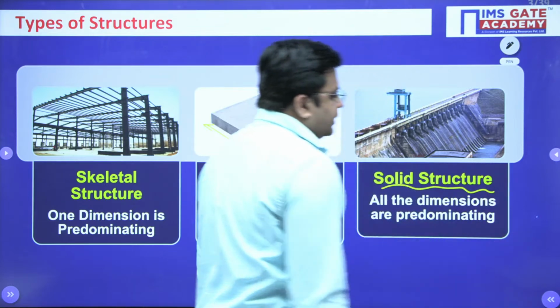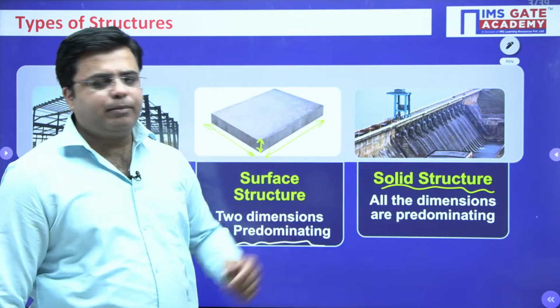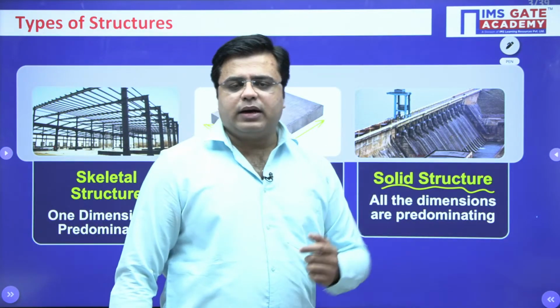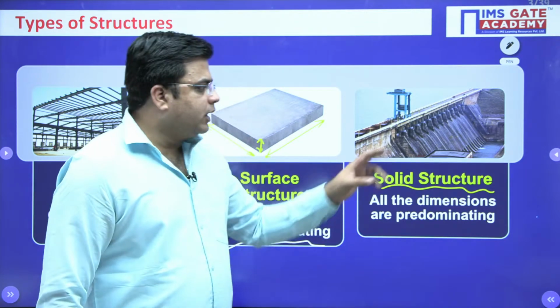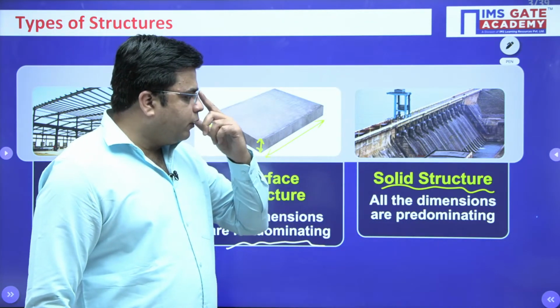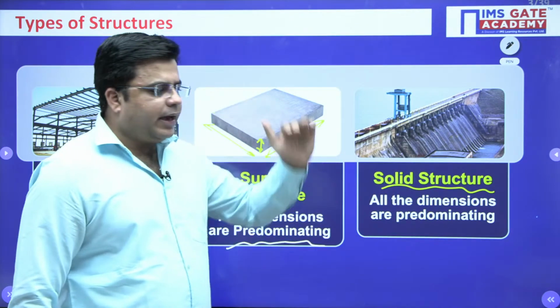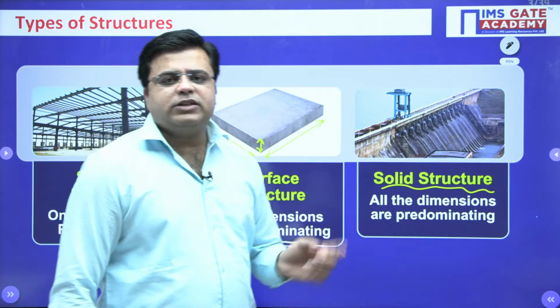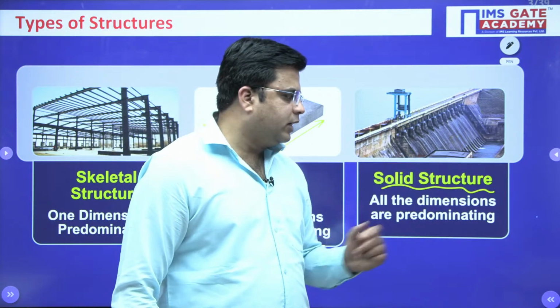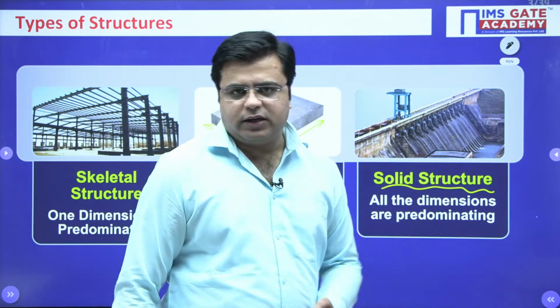The primary example of the solid structure is the dam casted. It can be an earthen dam or it can be a constructed dam, right? So for the dam casted, the length of the dam, the width of the dam and the height of the dam, all three dimensions are predominating for this structure, hence it is classified as a solid structure.